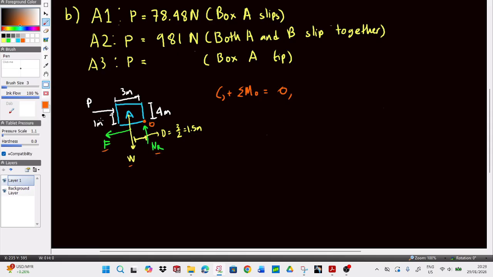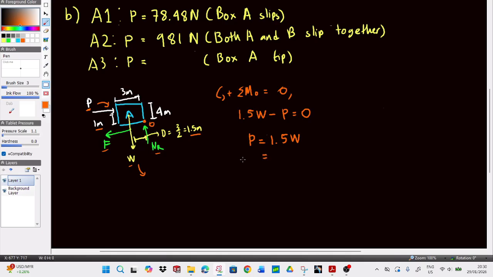So therefore it'll just simply be the weight and the force P itself. From the weight to point O, the distance is just simply 1.5 meters and it's going in a counterclockwise direction, so it will just simply be 1.5 W. And for P, from point O is a distance of 1 meter, going in the clockwise direction, so it'll be minus P equals 0. So therefore, P equals 1.5 times W.